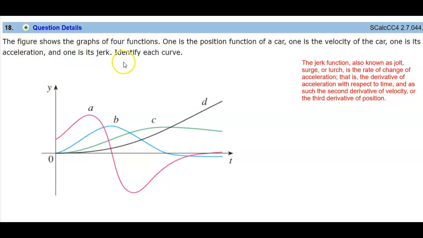The figure shows the graphs of four functions. One is the position function of a car, one is the velocity of the car, one is its acceleration, and one is its jerk. Identify each curve.